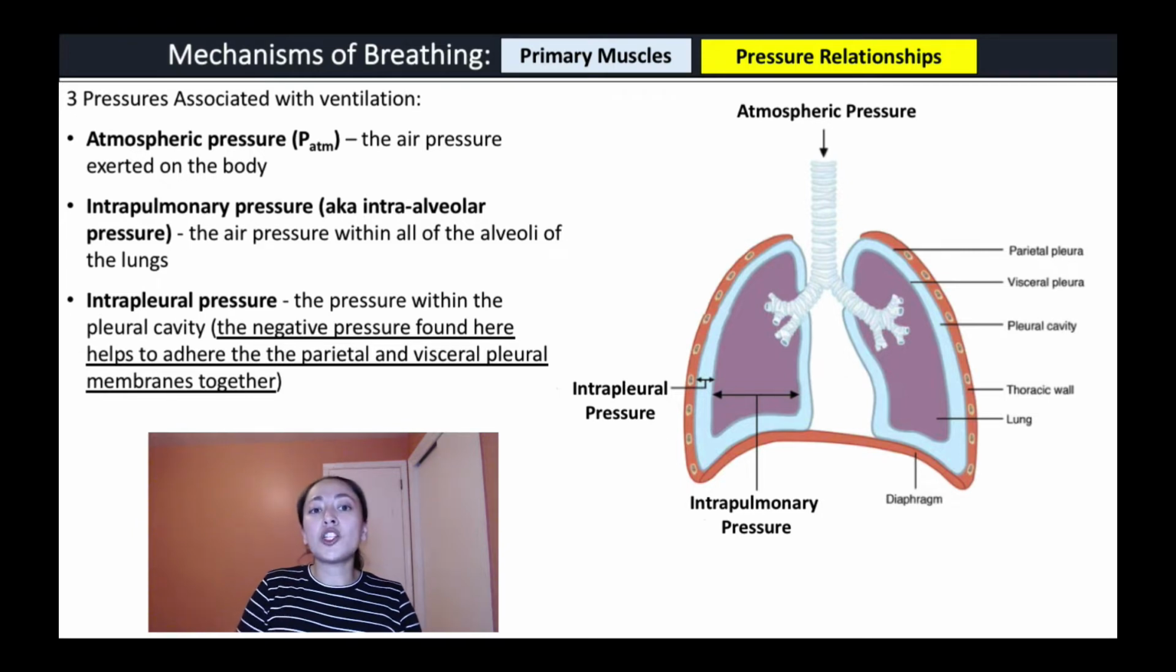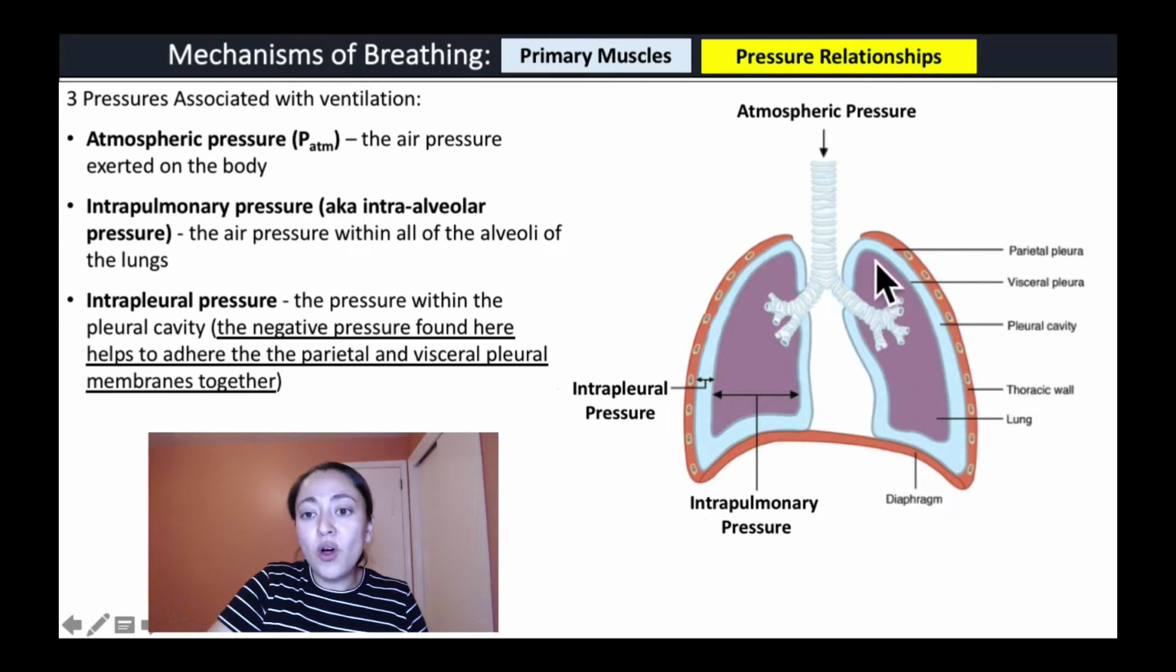And this is the pressure within the pleural cavity. So remember that each lung is surrounded by a double membrane. The membrane that's actually touching the lungs here is called the visceral pleura. And viscera means organ, so it's actually the one that's in contact with the lungs. But you also have an outer membrane here called the parietal pleura. And the parietal pleura is attached to your thoracic wall.